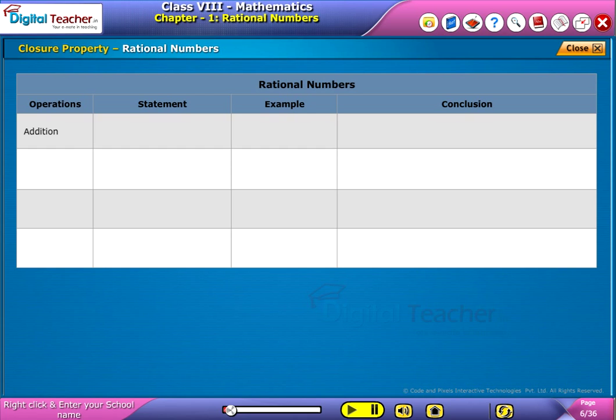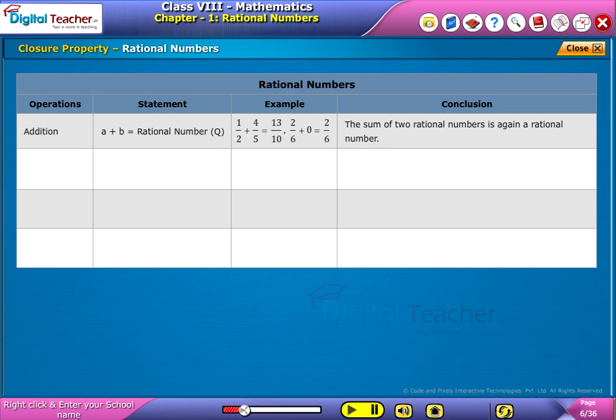Under addition operation, it states that if two numbers are added, their sum is a rational number. For example, 1 by 2 plus 4 by 5 is equal to 13 by 10, or 2 by 6 plus 0 is equal to 2 by 6. It concludes that the sum of two rational numbers is again a rational number. Under subtraction, it states that the difference of two rational numbers is also a rational number. For example, 1 by 2 minus 3 by 4, which is equal to minus 1 by 4, or 4 by 7 minus 0 is again equal to 4 by 7.